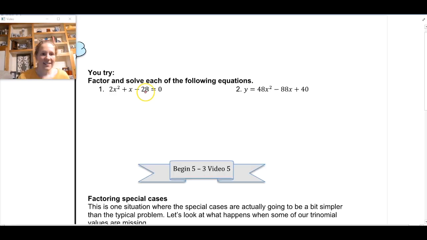All right, so you guys are ready to try a couple. This one, we've got a prime there, so you can lock in that a value pretty easily. Over here, make sure you check for GCF before you start trying to guess and check. It's going to be so much easier if you pull out that GCF ahead of time.